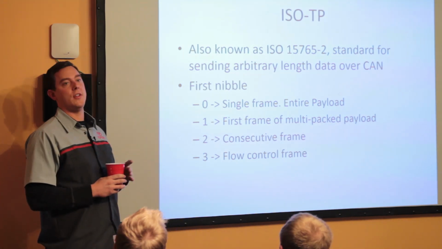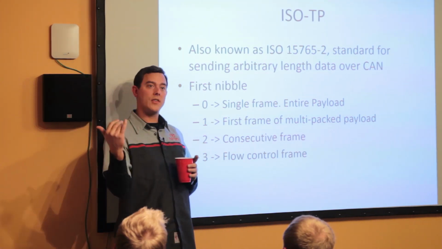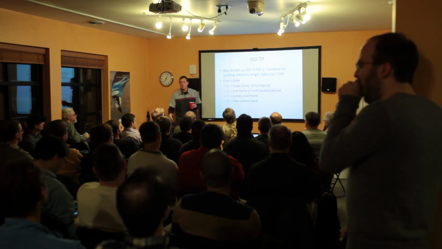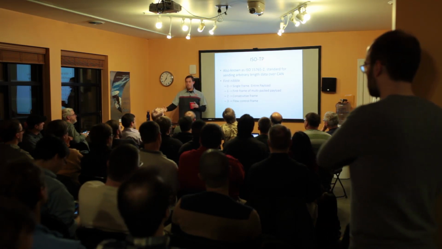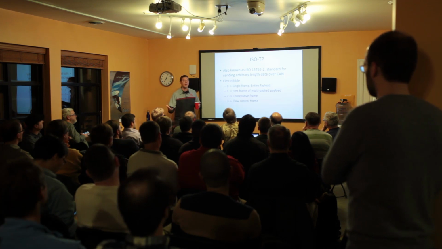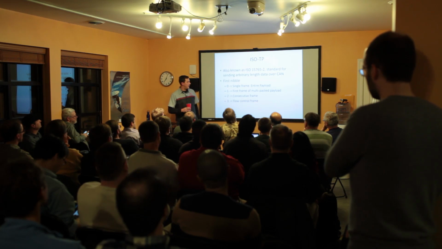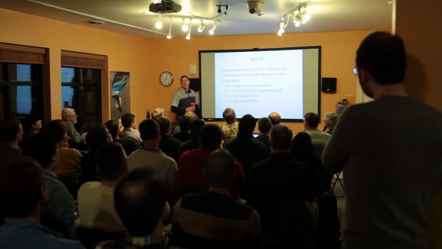The first one is ISO-TP. Before, when I said they can send 8 bytes at a time, that's true. One message can be a maximum of 8 bytes. But if you want to, say, update a firmware, you're going to need to send more than 8 bytes, obviously. So the way they do this is they take the first byte of data and have kind of an indicator in the first nibble.